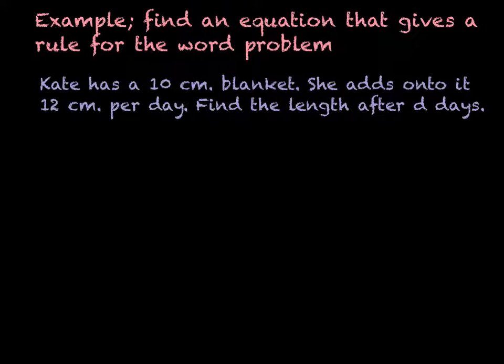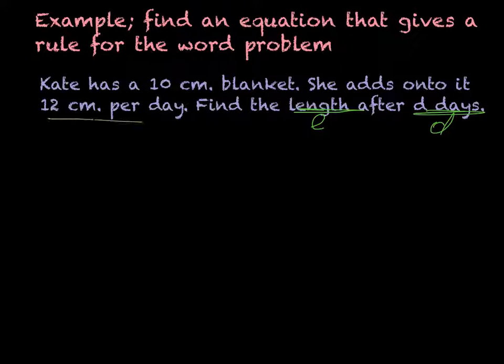In this next example, we are asked to find an equation that gives a rule for the word problem. Alright, Kate has a 10 centimeter blanket. She adds on to it 12 centimeters every day. And we want to find the length after d days. Okay, so I'm going to use, for length, the variable L. And for days, obviously, d.